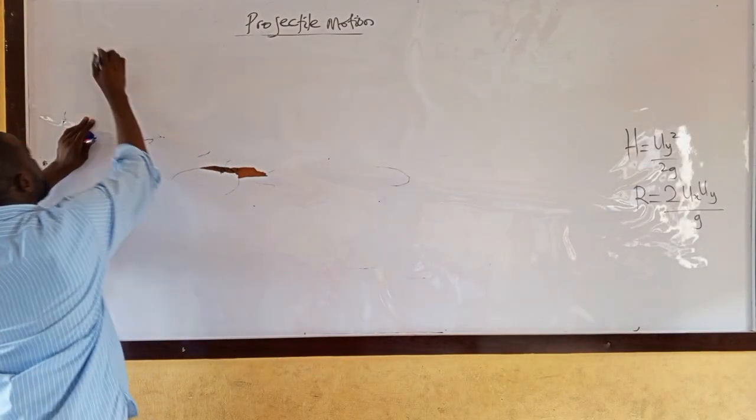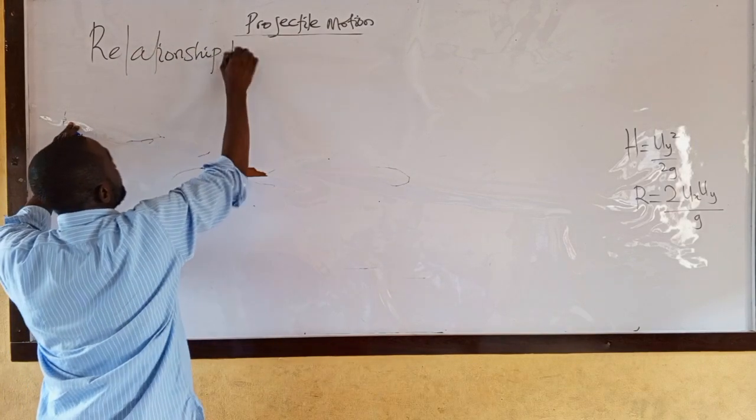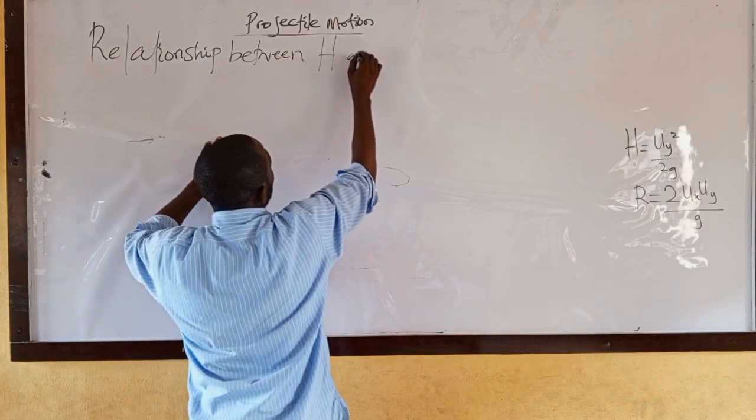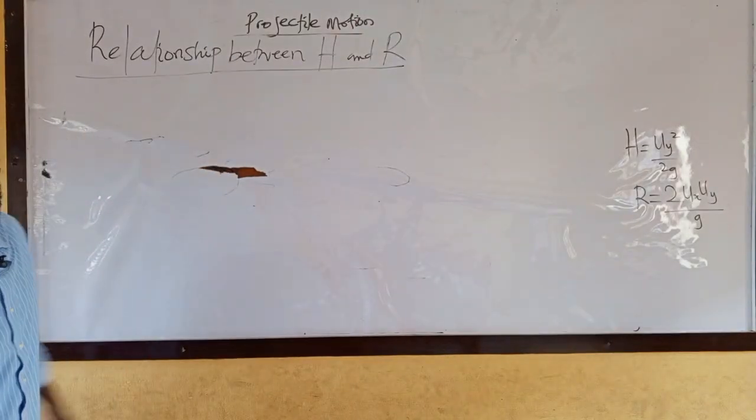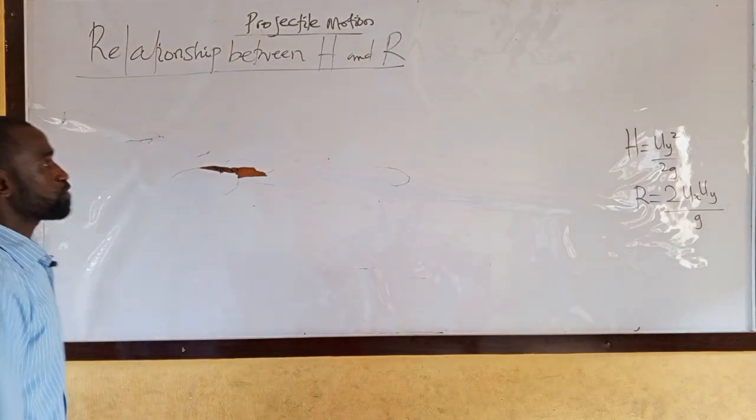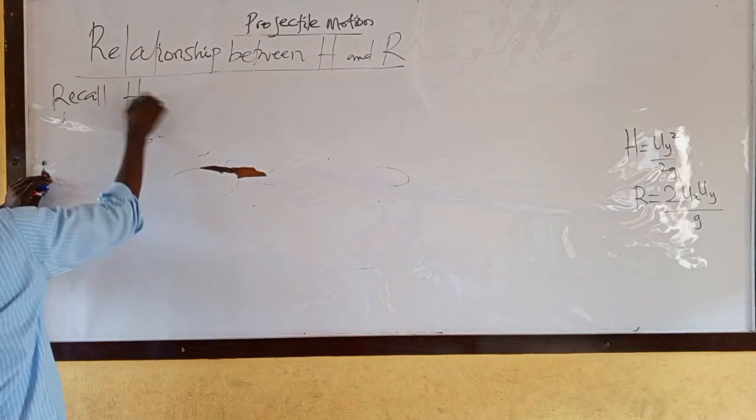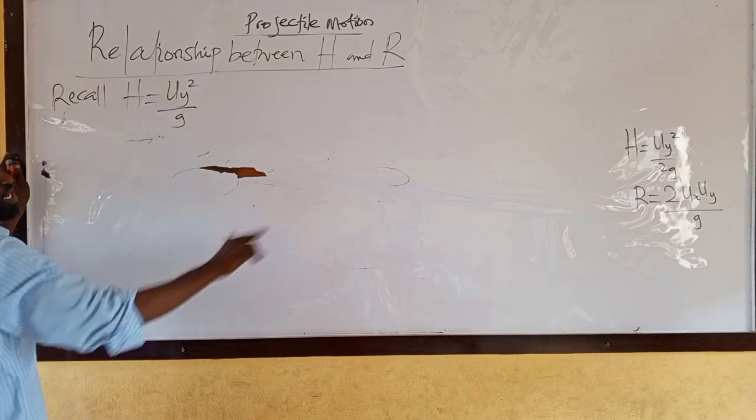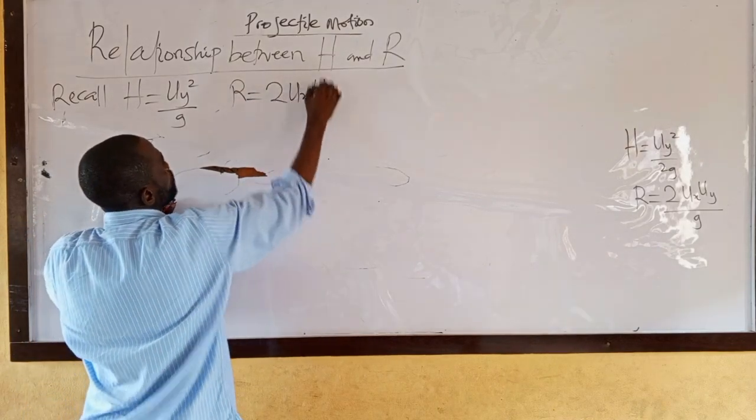Relationship between maximum height and horizontal range. This thing is very special, because it is a special case under projectile. Very special. So we recall that our maximum height is equal to Uy squared all over 2g. And our range, still recall, our range is 2 Ux Uy all over g.